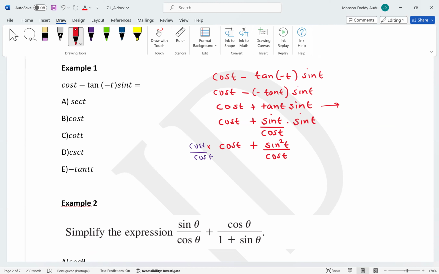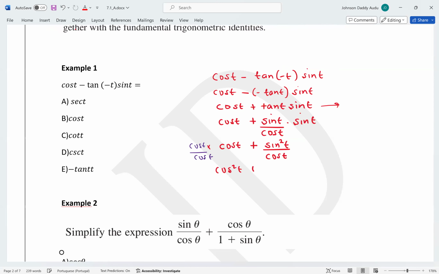So with that, we will have cosine squared t plus sine squared t, everything over cosine t. Okay, now you see we can still use another identity with the reciprocal identity. Cosine squared t plus sine squared t, it's simply 1. So we have 1 over cosine t.